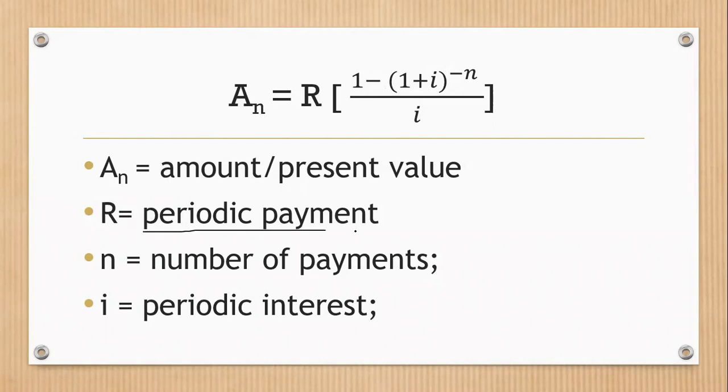R is the periodic payment, paid quarterly, monthly, annually, or semi-annually. n is the number of payments, with the formula n is equal to t, or time in years, multiplied by m. m is the conversion unit. i is the periodic interest, with the formula i is equal to j divided by m. j is the interest rate, m is the conversion period.